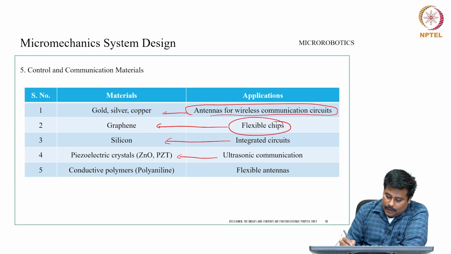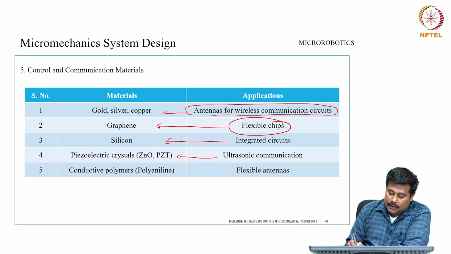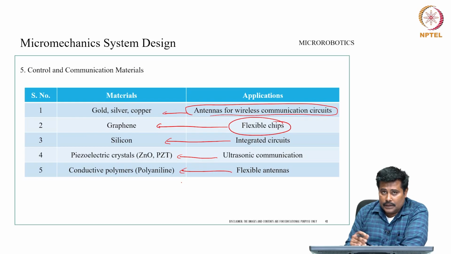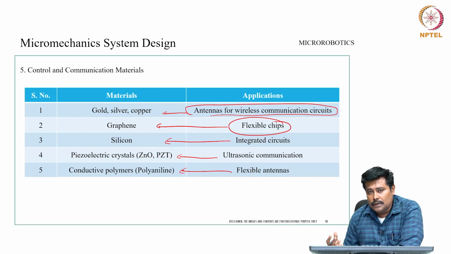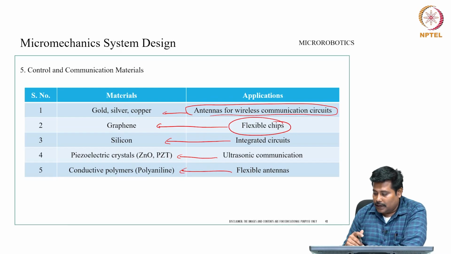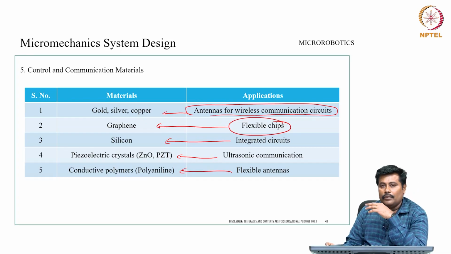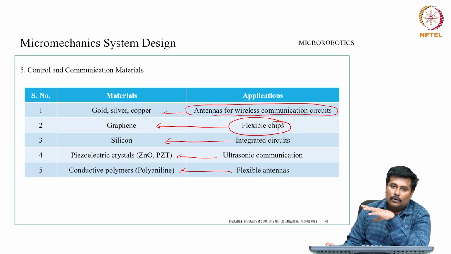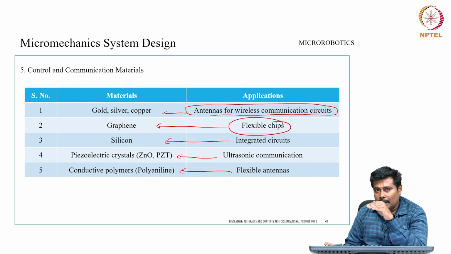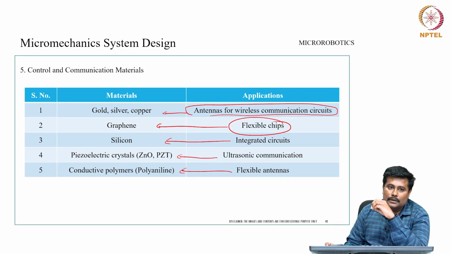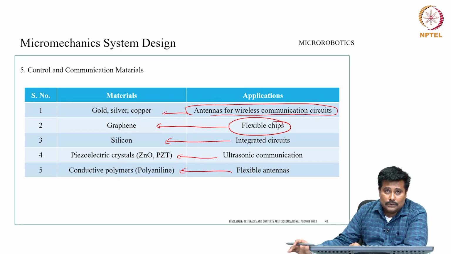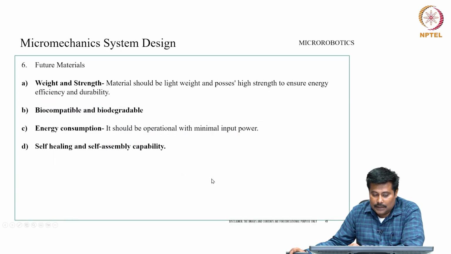Then we have flexible antennas in place. As far as flexible antennas are concerned, conductive polymers are efficiently used, and in addition to conductive polymers, a certain amount of metallic interconnects are also used for fabricating such flexible antennas. In fact, from a manufacturing point of view, micro 3D printing has potential applications in fabricating these antennas directly on the devices or directly on the micro robotic system, based on the application or the functional behavior.